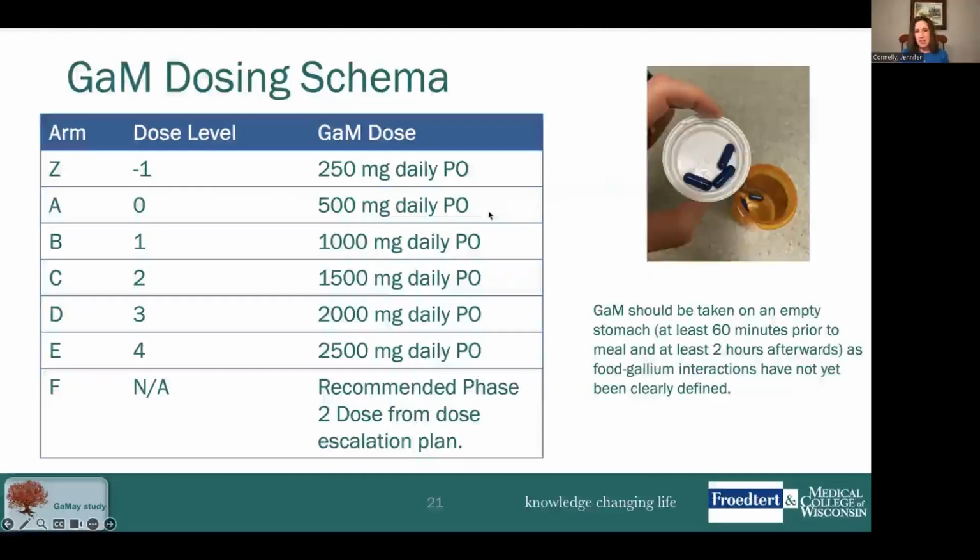We started our dosing at 500 milligrams per day, based on one of those initial phase 1 trials done with gallium maltolate. Our initial trial design was to dose titrate up to 1,500 milligrams per day. But since patients seemed to tolerate it really well and had no toxicity, we added 2 additional dose levels to the clinical trial. This here is a picture of the gallium maltolate. They're 500 milligram capsules. We have patients take gallium maltolate on an empty stomach because the food-drug interactions haven't been clearly defined.